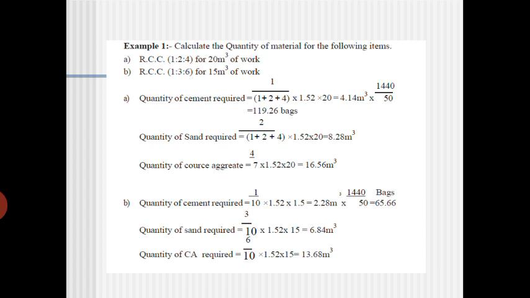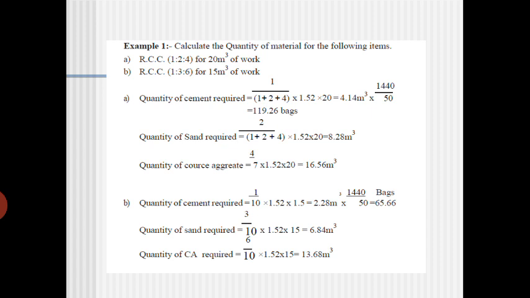Now, due to fluctuations in the rates of cement, they will give some standards for 1 is to 2 is to 4, but when the rates fluctuate, you have to calculate with the help of the bags. In that case, convert the 1 is to 2 is to 4 into bags, include how much per bag, and estimate the building rates. So you will go for the first one, the quantity of cement required for the first case.